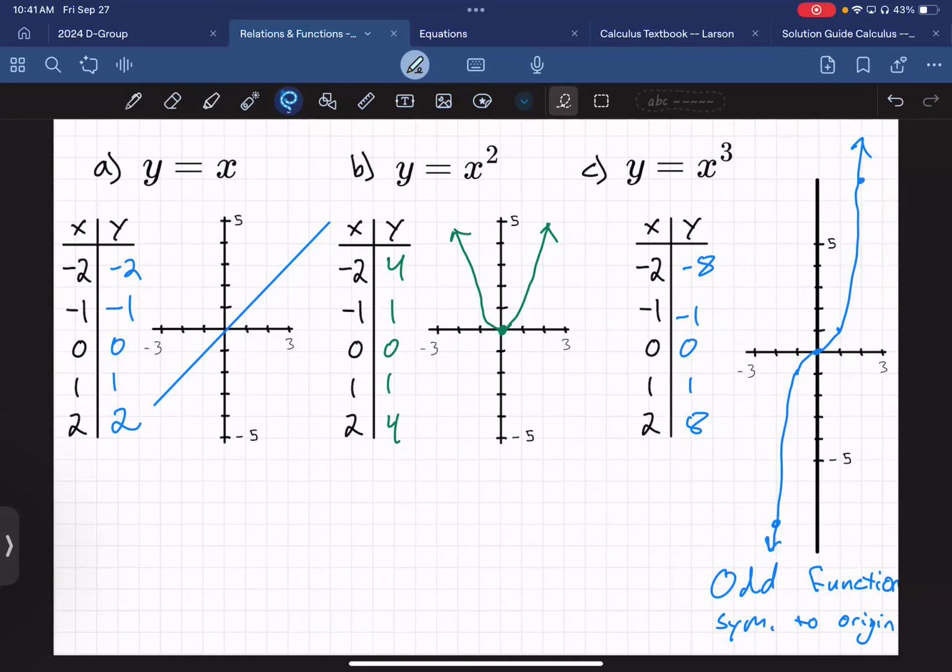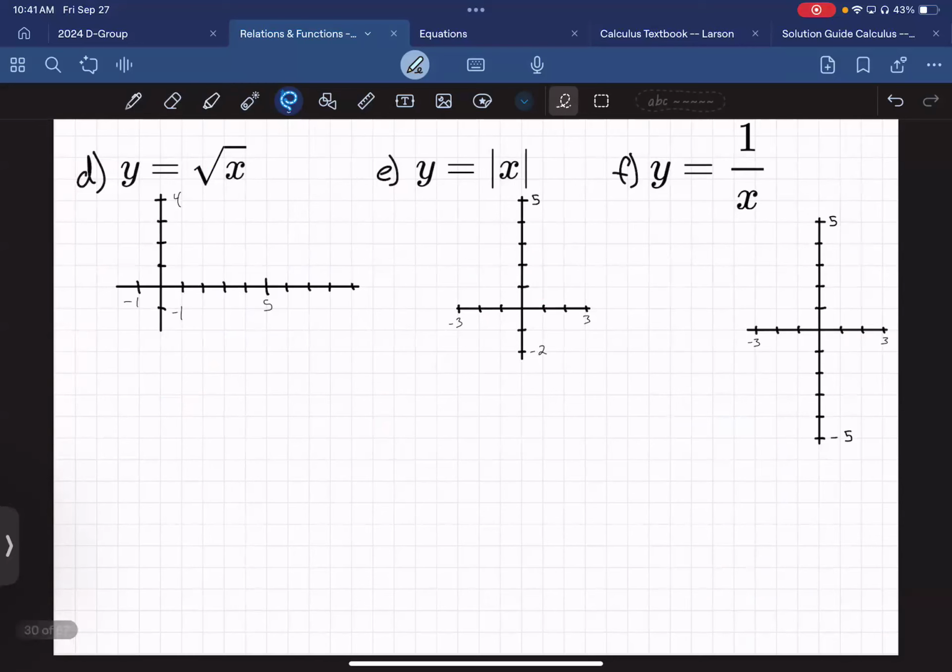Okay. Domain and range, very similar to the linear. What you'll see there is linear is also odd, right? When we look at y equals x and y equals x cubed, they have similarities. The difference is the curve that a cubic brings, right, for polynomials.